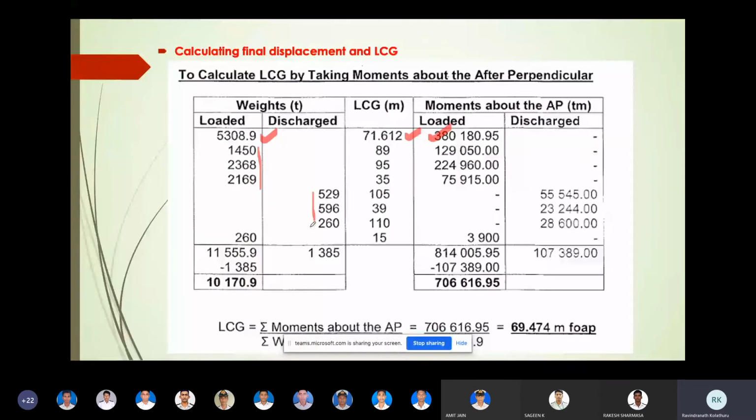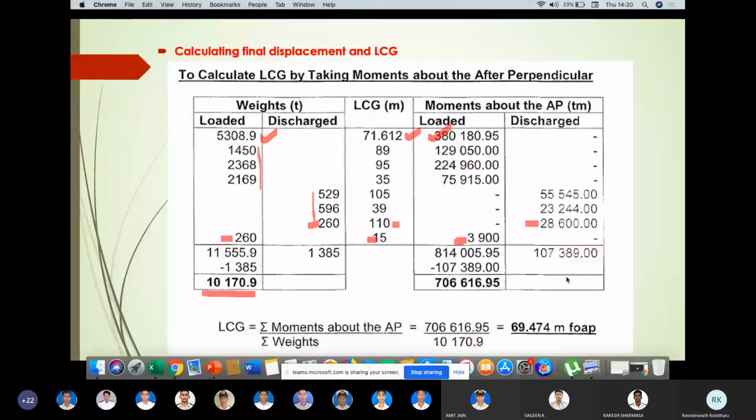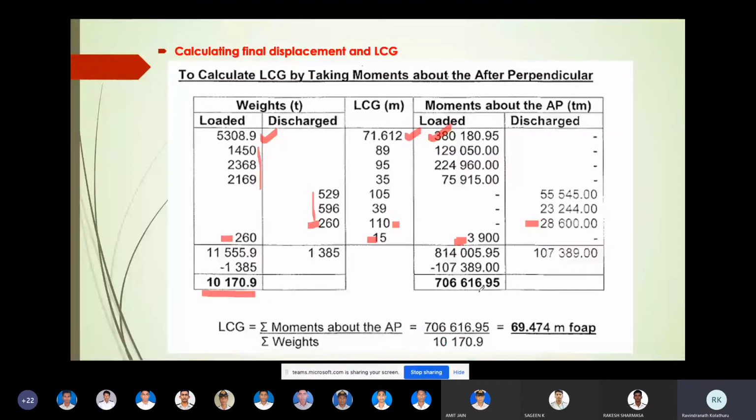What I will do first, I will discharge 260 tons at LCG 110 and write it in the discharge moments column. Then I will again load back 260 tons at LCG 15, and write it in the loaded moments column. Okay, so with this I get my final displacement, and I get my moments here. So my final LCG will be moments about the aft perpendicular divided by weight, which will give me 69.474.